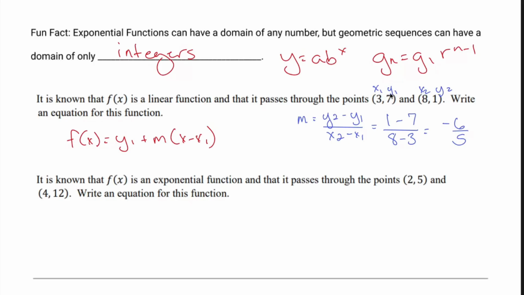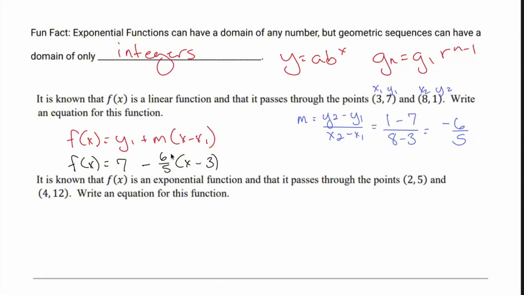If I called you x sub 1, y sub 1, why don't I just stick with that? So my final answer is going to be f of x equals y sub 1, which I called 7, minus 6 over 5, x minus x sub 1, which I called 3. You could also answer this as f of x equals, instead of y sub 1, you could use y sub 2, so 1 minus 6 over 5 times quantity x minus 8. Both of those will be just fine.